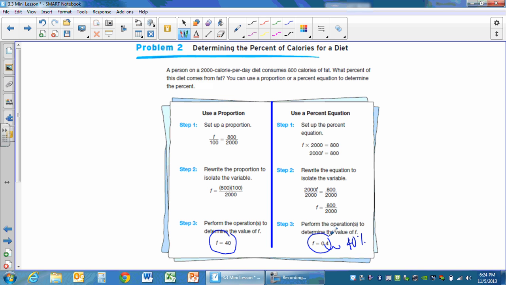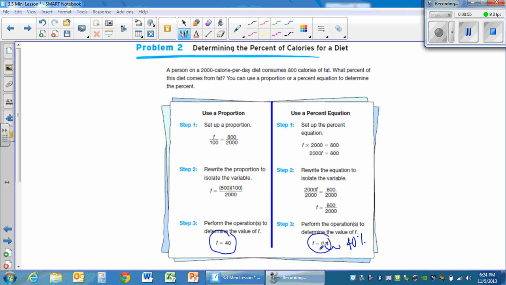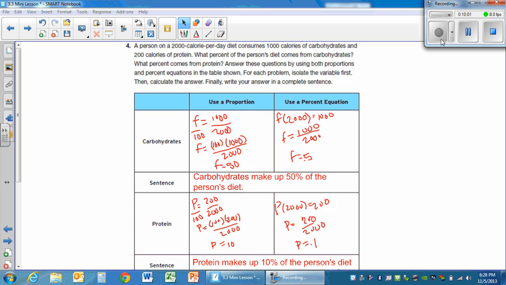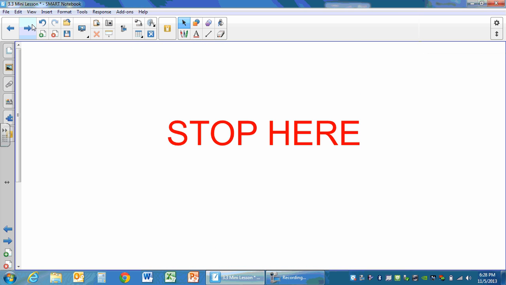That kind of answers question number 3 for you on the next page. So I want you to go through and answer number 3 and number 4, and when you're ready, you can press play to check your answers. Here are the answers to number 4. Please check to make sure you got them correct and you understand how to do them. And then you can stop here and you are done.